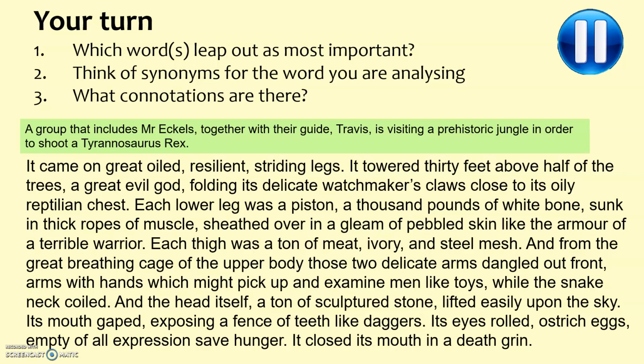Its mouth gaped, exposing a fence of teeth-like daggers. Its eyes rolled, ostrich eggs, empty of all expression save hunger. It closed its mouth in a death grin.